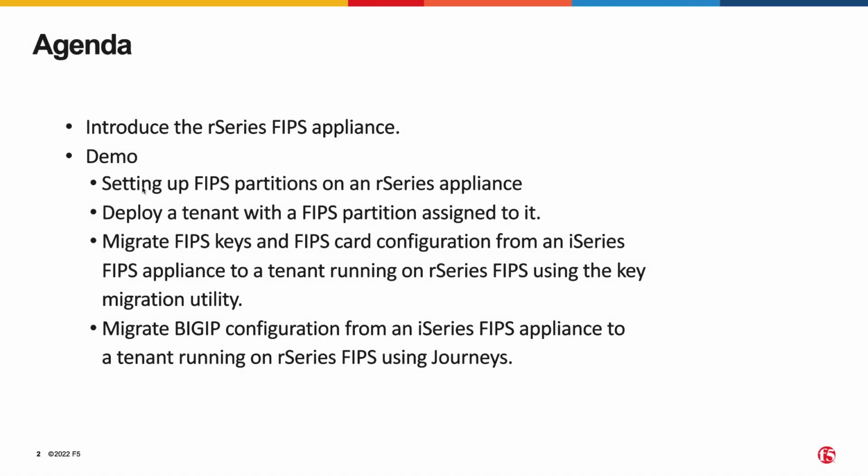To summarize, we've now completed the first step in our demo, which is to create a FIPS partition. We were able to do that by resizing the default partition on the FIPS card and then creating a second partition, partition 2, with the backup option enabled. The next step is to deploy a tenant on the R Series appliance and assign the FIPS partition that we created in step 1 to it.